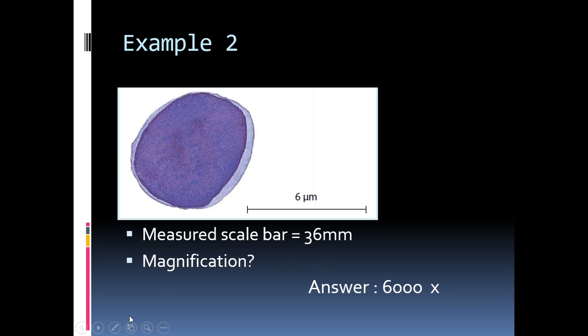So 36 millimeters is the same as 36,000 micrometers. Okay, and once you have that, plug it into the formula, and you will get 36,000 micrometers divided by 6 micrometers. So the answer will be, the magnification is 6,000 times, right? 6,000 times.